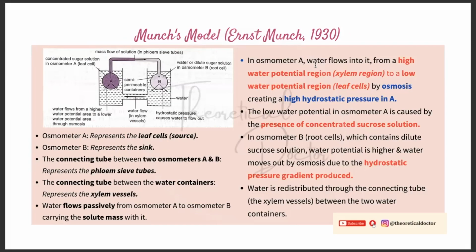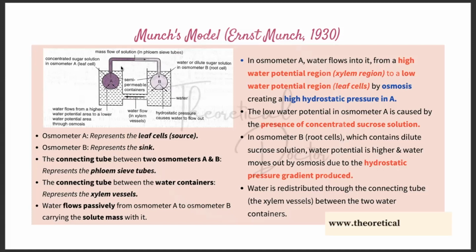This is the Munch model by Ernst Munch, 1930. So this actually explains the pressure flow mass flow hypothesis. So there are two osmometers over here. Osmometer A represents the leaf cells or the source, and osmometer B represents the sink. So remember, the translocation occurs from the source to the sink.